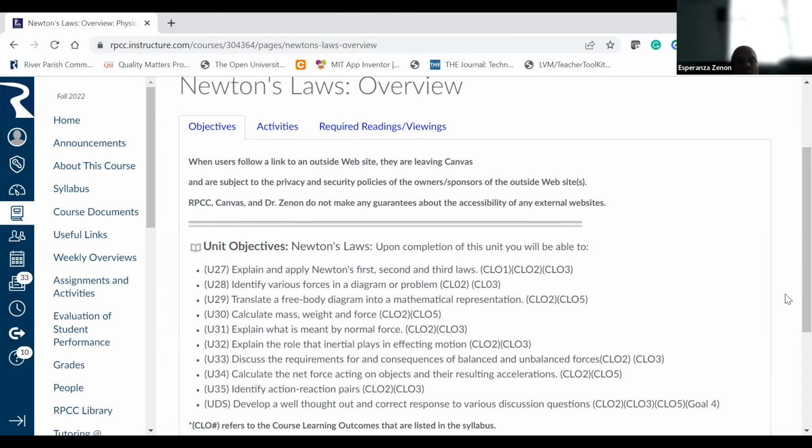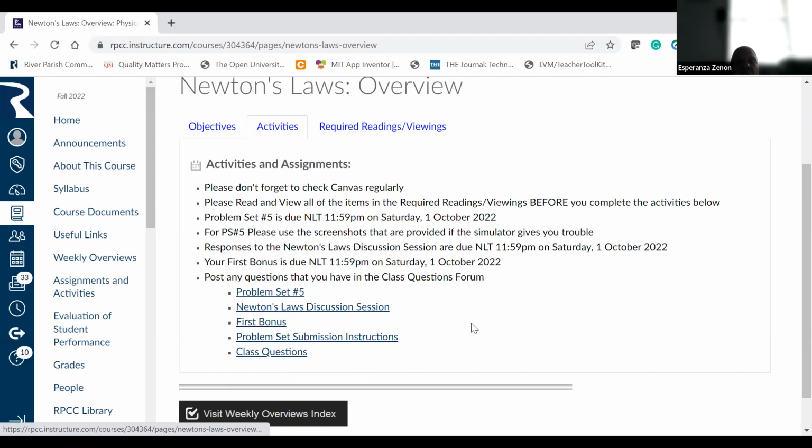Okay, so the objectives here are the kinds of things that we'll be focusing on that you should be able to understand and do as a result of interacting with this material. Activities on your plate. You do have a problem set number 5. Problem set number 5 deals with 2D motion that we covered last week.